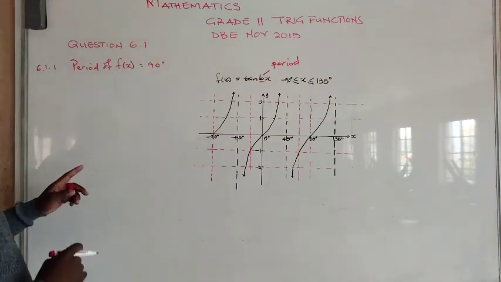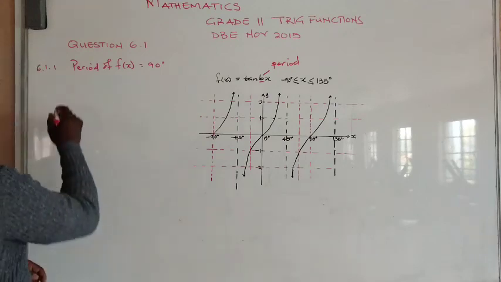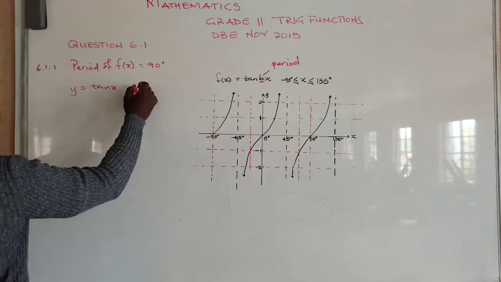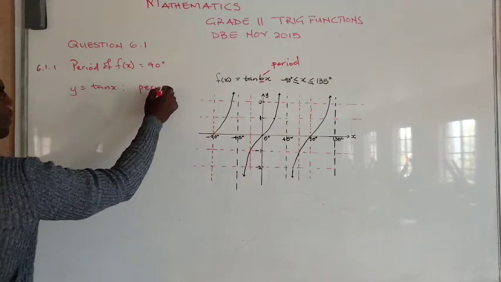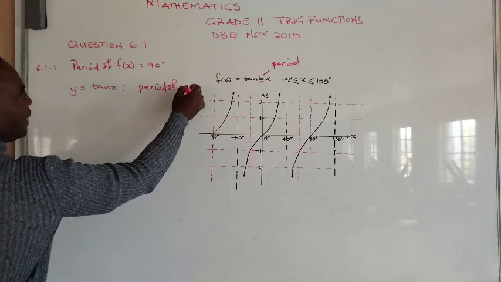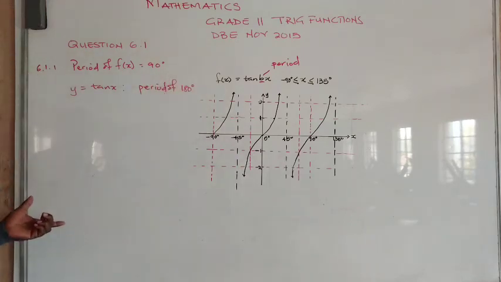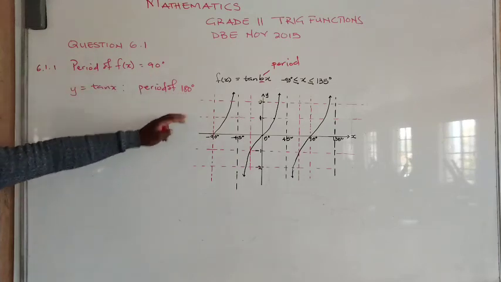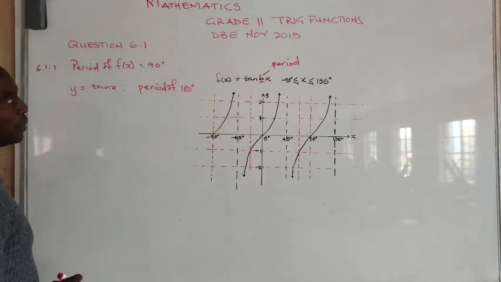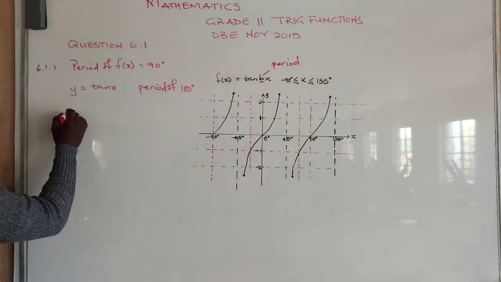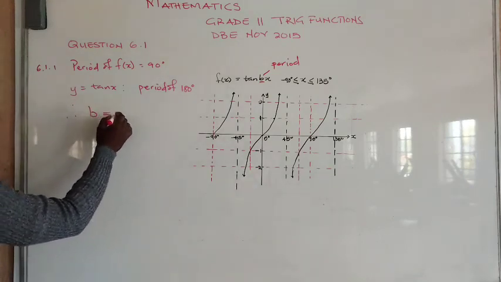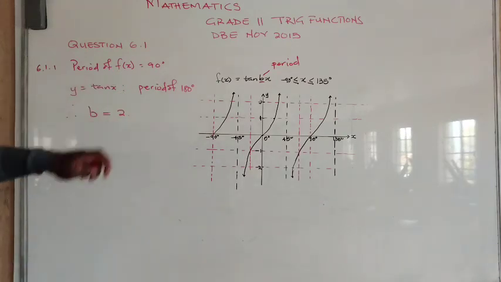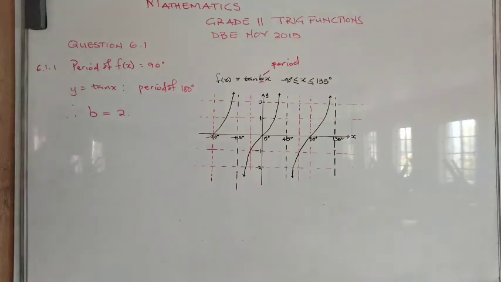So initially the graph of y is equal to tan x. This one has a period of 180 degrees. So we are saying, what is it that has been done to this to get 90? You can see that this has been divided by 2, meaning to say, therefore, b is equal to 2. So we divide the 180 by 2 to get 90 degrees.